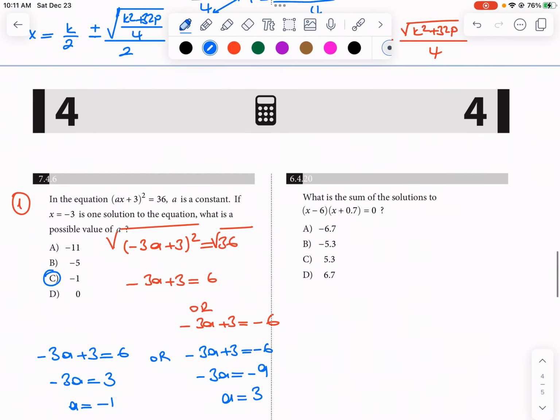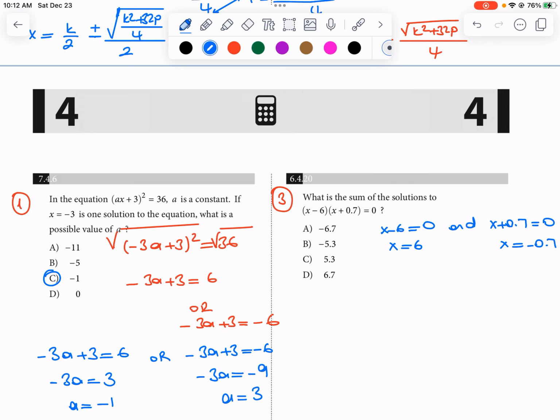Next question, question 3, which is our last question for this section. Okay, so what is the sum of the solutions to (x - 6)(x + 0.7) = 0? We can use the zero product property. If the product of two factors is equal to 0, then at least one of the factors is going to be equal to 0. So if x - 6 = 0, then x is going to be equal to 6. And if x + 0.7 = 0, then x is equal to -0.7.